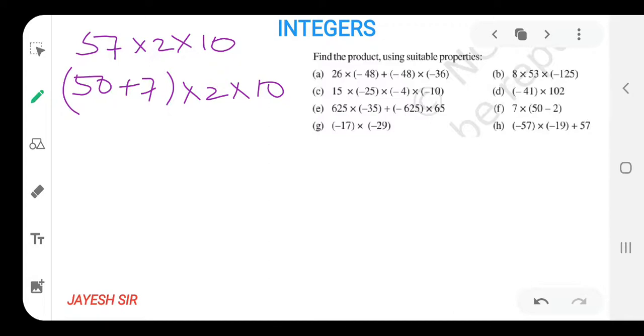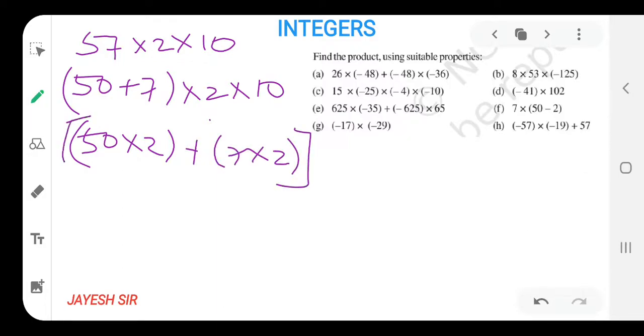So try to solve and make your habit to multiply with 10, 100 or 1000 in the end only, and that would be helpful for you in developing mental maths. Now what we can do, 2 should be multiplied with 50, we all know how to multiply, so it would be 100, and 7 should be multiplied with 2. Let's write one more step for you. 50 multiplied by 2 plus 7 multiplied by 2, and this all in one bracket into 10.